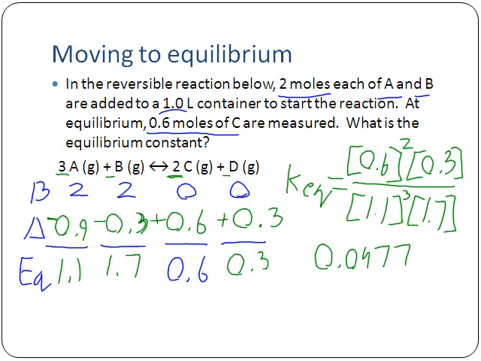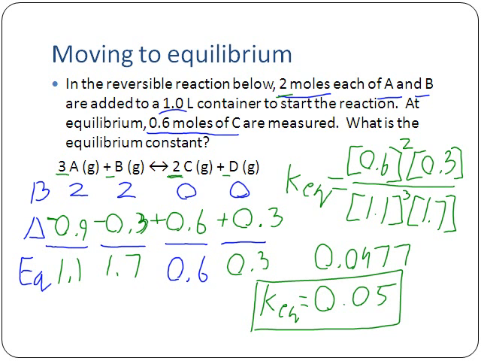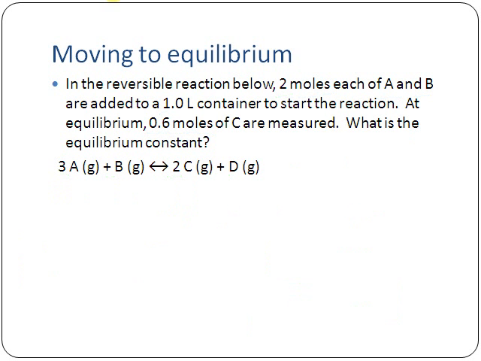For significant figures, we have 2 moles up here, and so that's only 1 sig fig, and that went into our calculations here. And so our final answer here would be 0.05 as our final value of KEQ. And that's how you'd go ahead and use that mass action expression to find an equilibrium constant. So let's go on a little farther here.